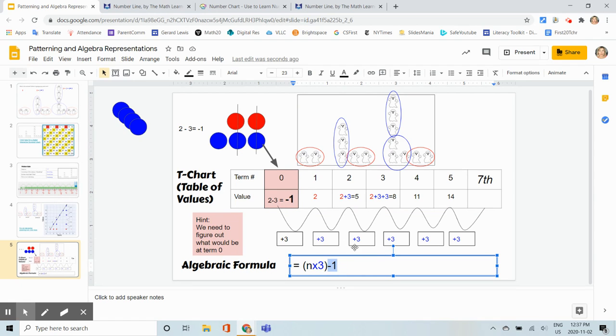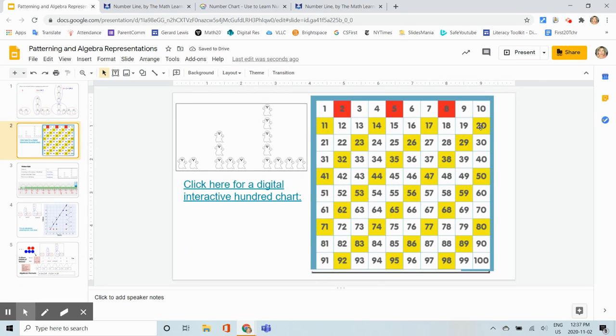So let's try this. If I were to say, what is my 7th term? This would be 7 times 3 minus 1 equals 20. That works because I could see 20 right here.